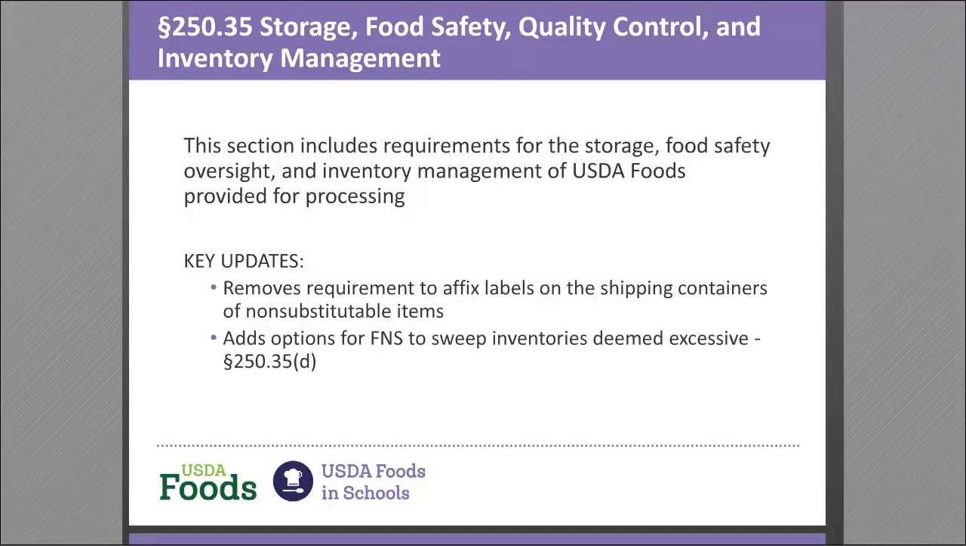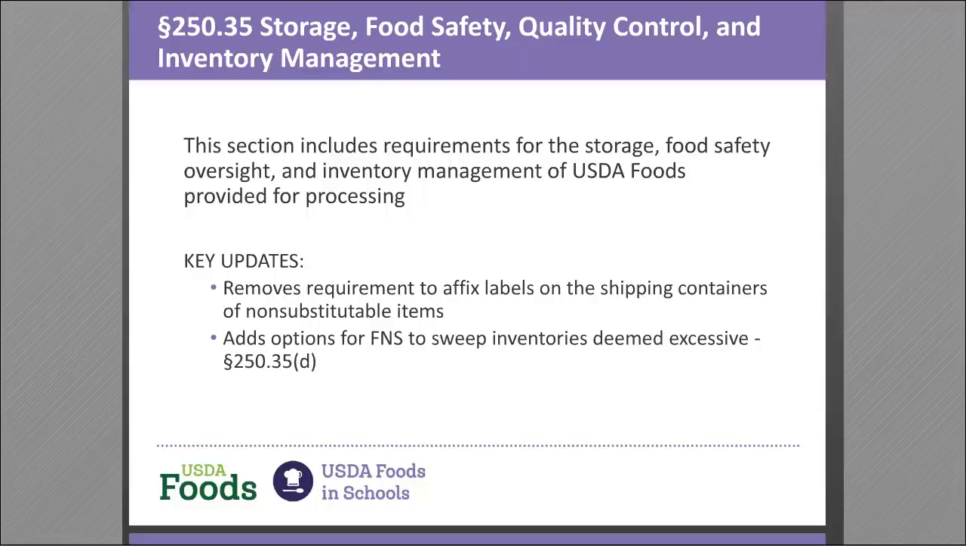In 250.35, we include requirements for the storage, food safety oversight, quality control, and inventory management of USDA foods provided for processing. In this section, we removed the requirement that exterior shipping containers or product labels for end products containing non-substitutable USDA foods include such information to ensure their sale to eligible recipient agencies. Such assurance may be made through notification to the appropriate parties or by other means.